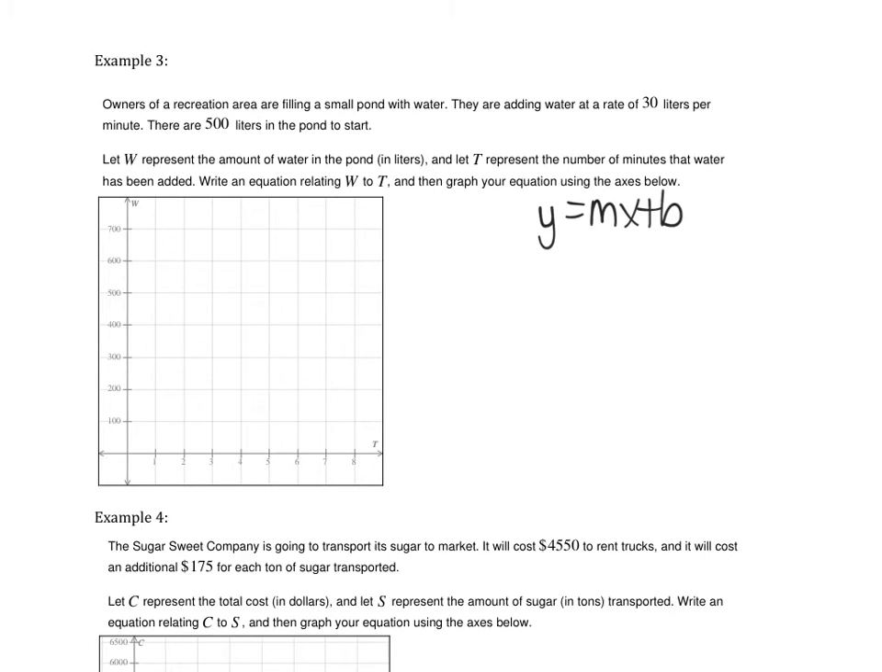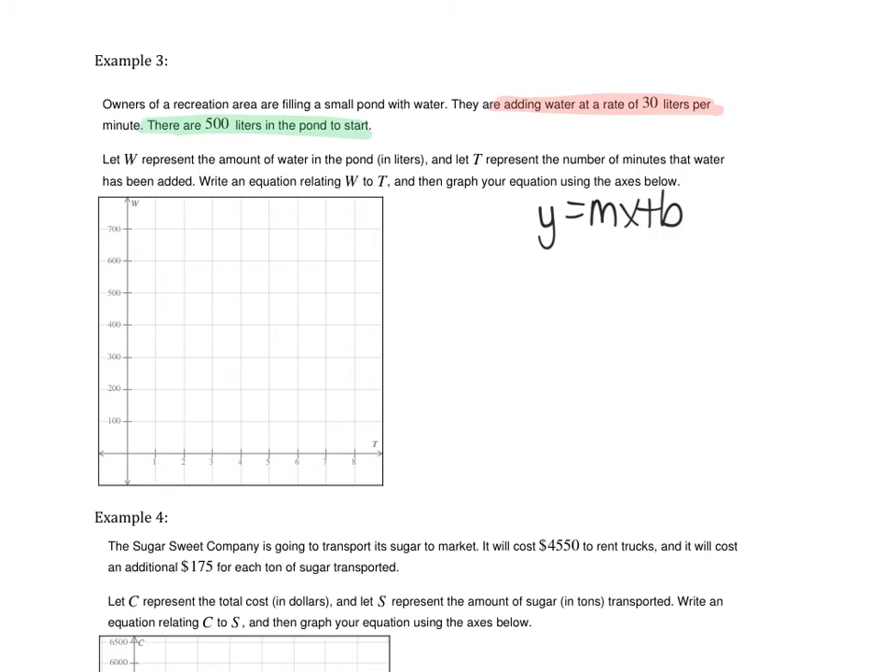So if we look at the words, it says owners of a recreation area are filling a small pond with water. They are adding water at a rate of 30 liters per minute. So since they are adding and doing some sort of change, that must be my slope. And there are 500 liters in the pond to start. Well, since it's starting out at 500 liters to begin with and not at 0, that must be my starting point. That's going to be my b.